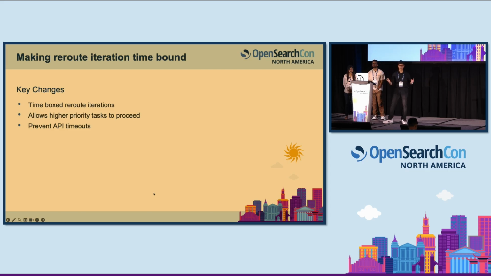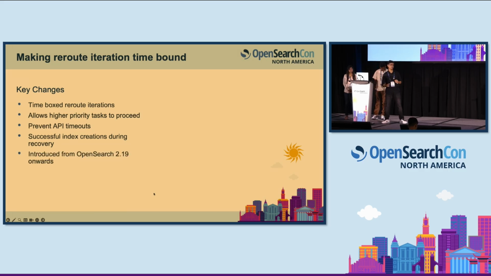So this will again help us with the API timeouts. The cluster settings update calls will go through, and the index setting and index deletion operations will go through. Successful index creations during recoveries will happen. These changes were introduced post the 2.19 OpenSearch version.